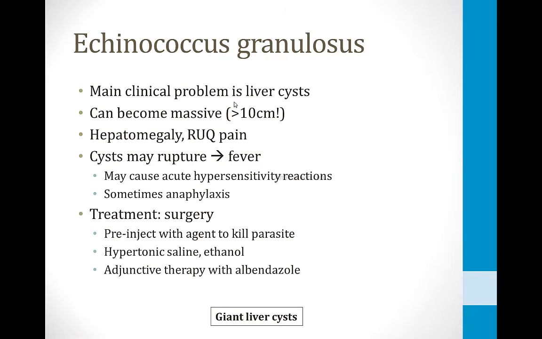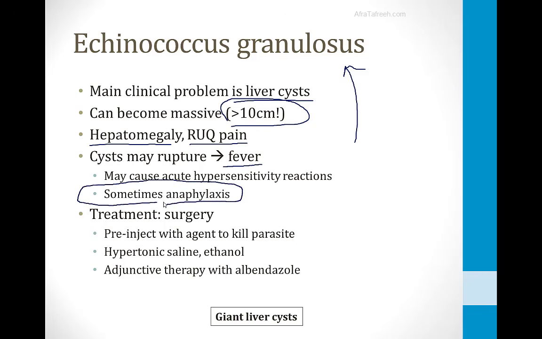So like I said, the main clinical problem is liver cysts, and they can become massive, greater than 10 centimeters in size. Patients will have an enlarged liver on exam and right upper quadrant pain. If you want to be a superstar on your clinical rotations, especially with a gastroenterology attending, mention echinococcus as a potential cause of hepatomegaly and right upper quadrant pain. The cysts can sometimes rupture, and when they do, people can get a fever, and they've been known to trigger acute hypersensitivity reactions, even sometimes an anaphylactic reaction when the cysts rupture.